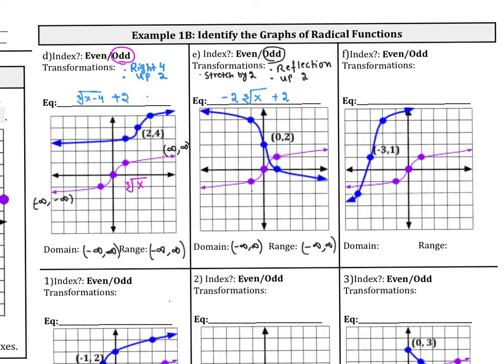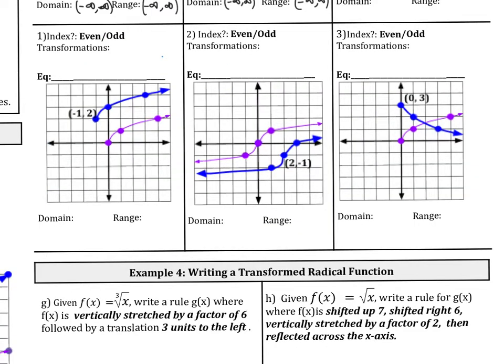So I'm going to skip letter F because that is a little bit complicated, and we're going to move on to 1, 2, and 3, and after that you're going to do the next page as your homework. So now you're going to try number 1, 2, and 3.